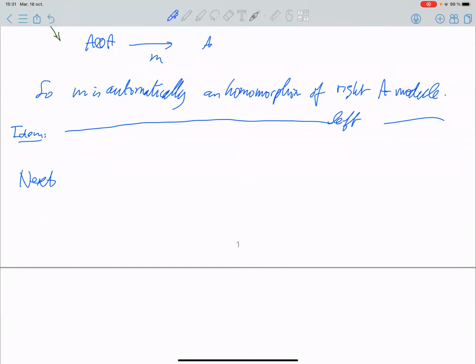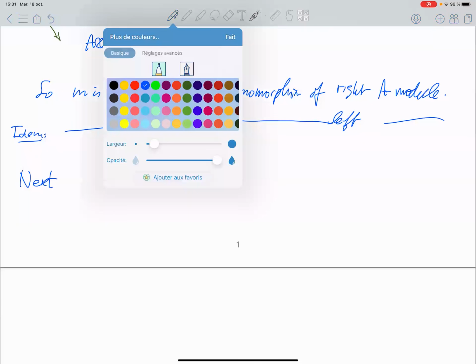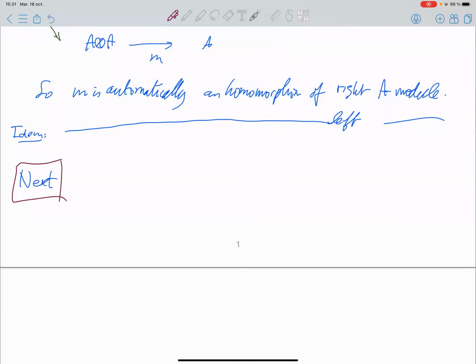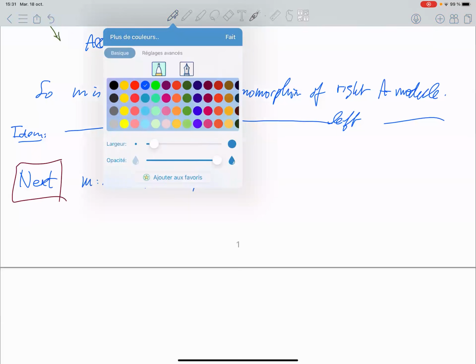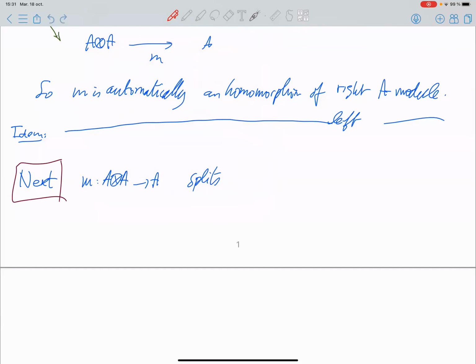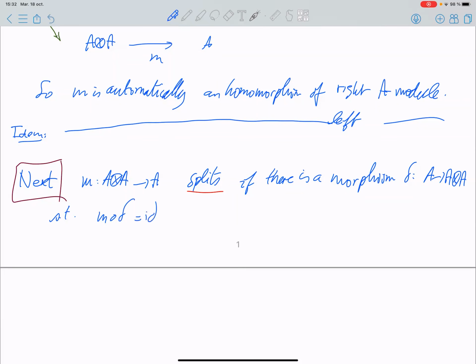So next. M splits if there is a morphism delta from A to A tensor A, such that M composed with delta is the identity of A.